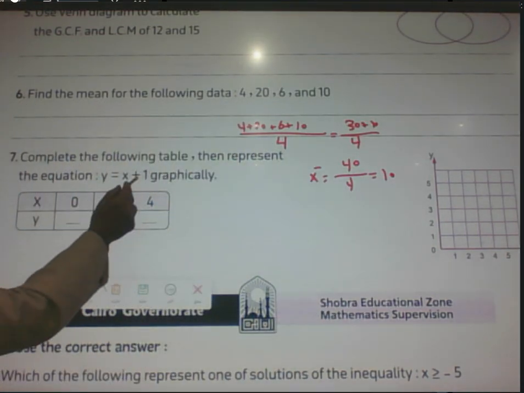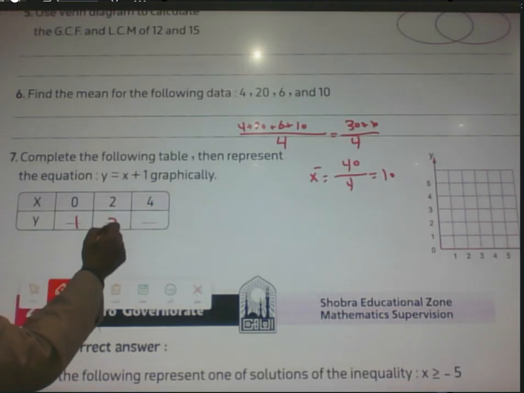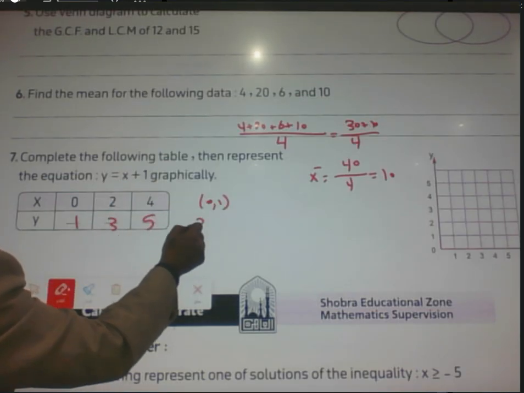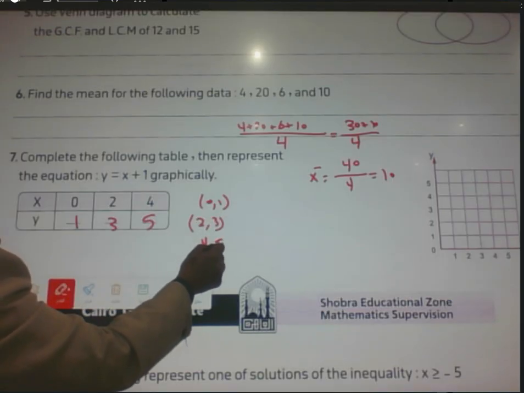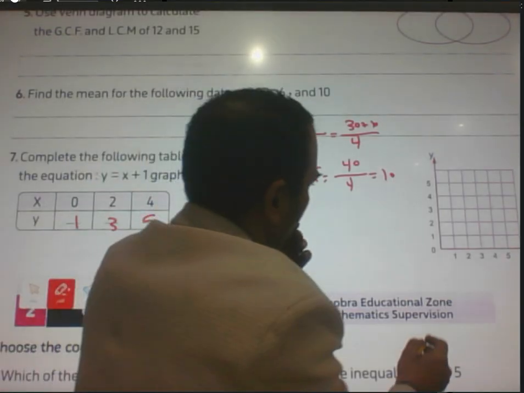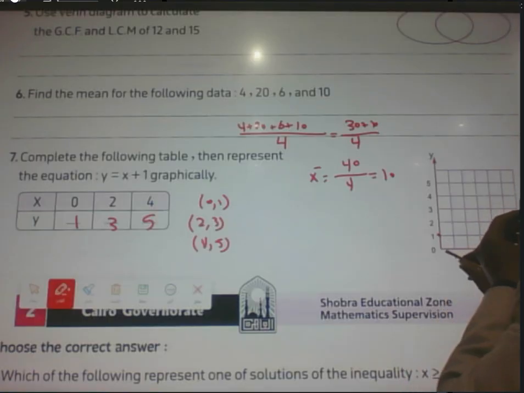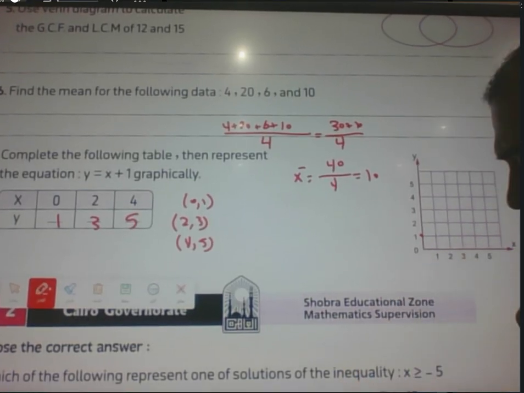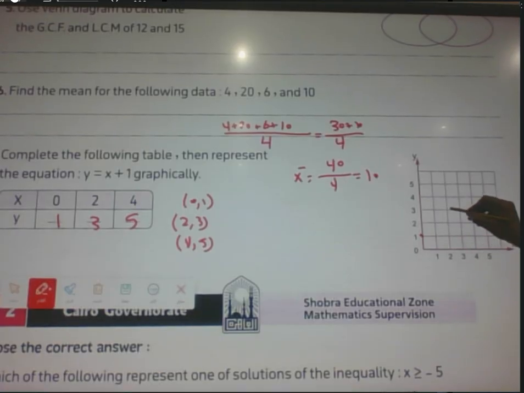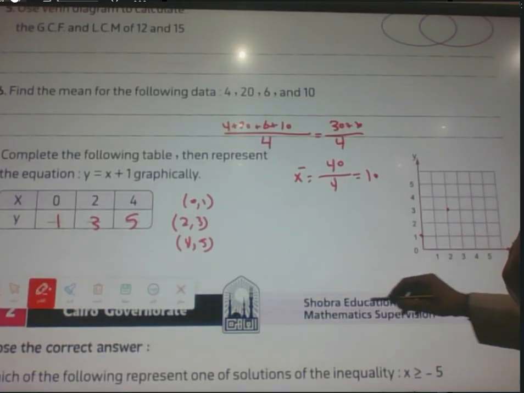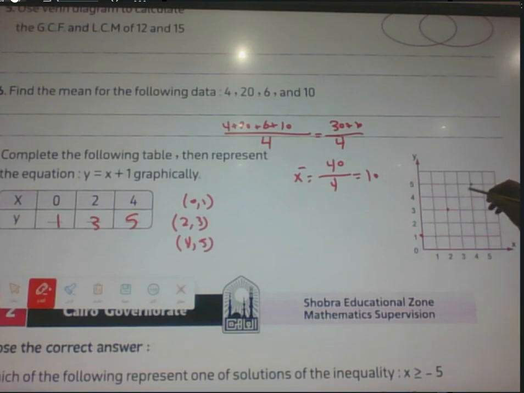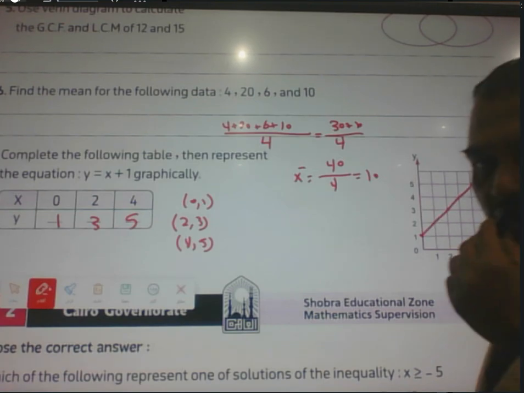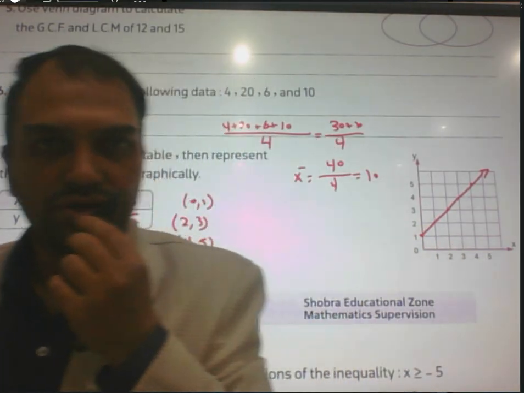Next here, put x equals 0: 0 plus 1 equals 1, 2 plus 1 equals 3, 4 plus 1 equals 5. In the first order, 0 and 1, the second, 2 and 3, and the third, 4 and 5. Start from 0 to 1, put the point. Start from 0 and go up to 1. And next order, 2 and 3. Start from 2 and go up 3 steps, and here 4 and 5, going from 4 to 5. Okay, my students, we have now finished all the questions. Understood?